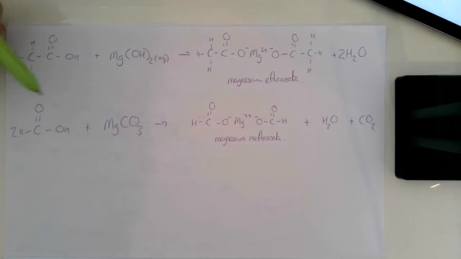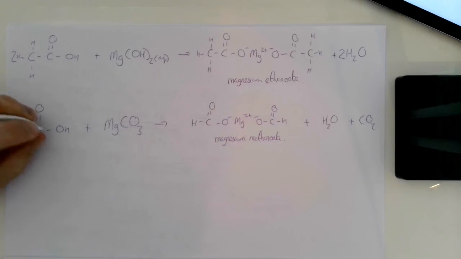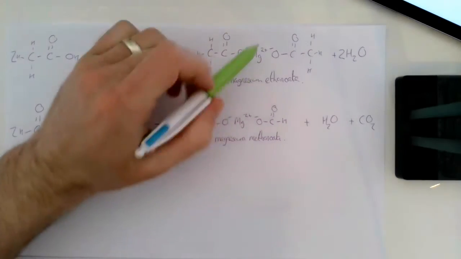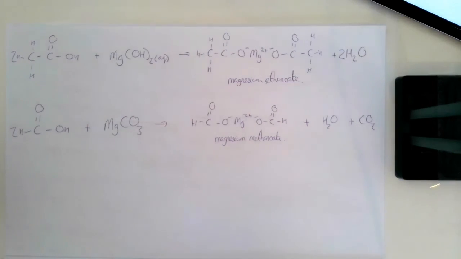So let's just check the balancing. I think we're all okay. Yeah, we're good. So that's all balanced there. So that's reactions of carboxylic acids to make salts out of them. So lots of different salts that you can make using those.